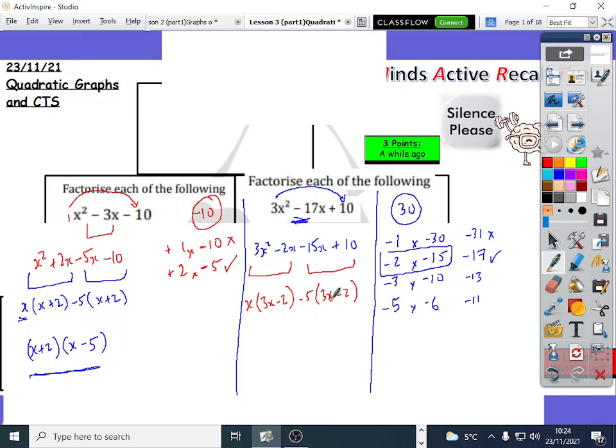I did that because now these two factors are exactly the same, which is what I wanted. So now I'll take 3x minus 2 out, which is the common factor, and this common factor is being multiplied by x, and it's also being multiplied by 5. So that is this expression fully factorized.